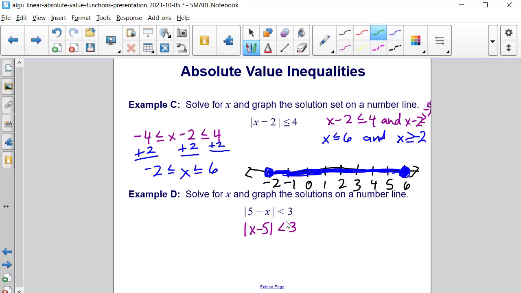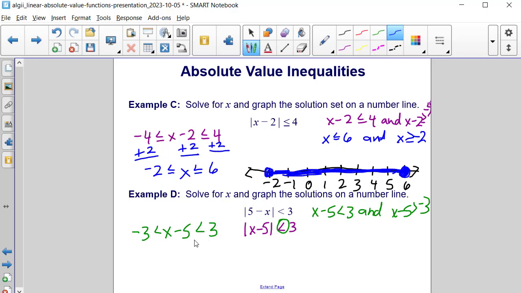Again, since we have a less than symbol, less than produces an and statement. So you can write it as -3 is less than x minus 5, which is then less than 3. Or you could write it as a compound inequality with the word and in between. So you could have that x minus 5 is less than 3 and x minus 5 is greater than -3. And now we can move forward and solve each of these inequalities.